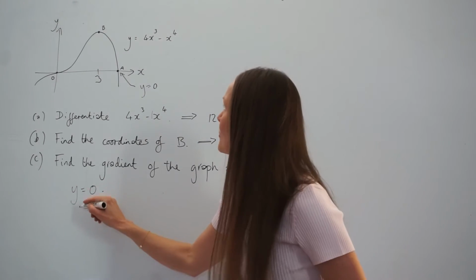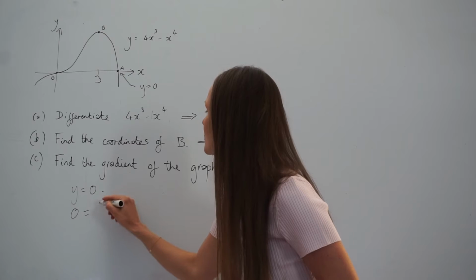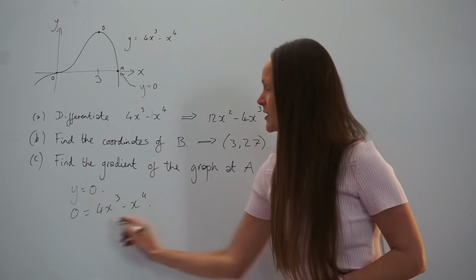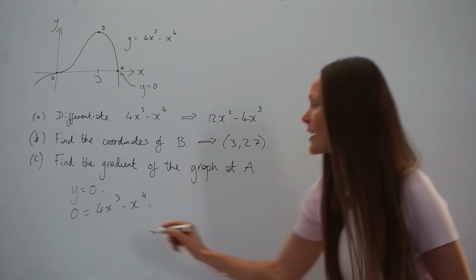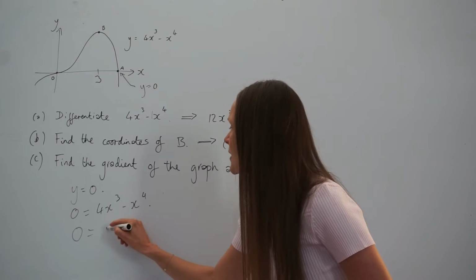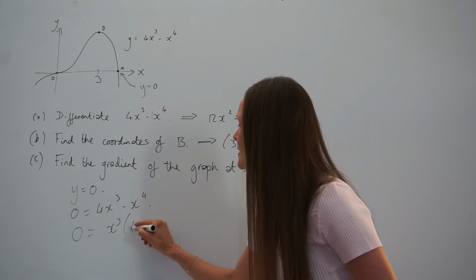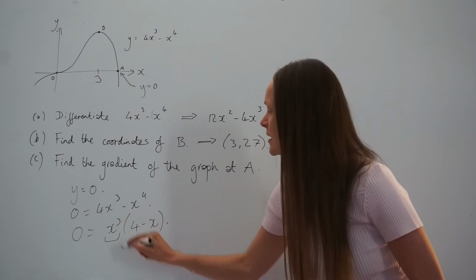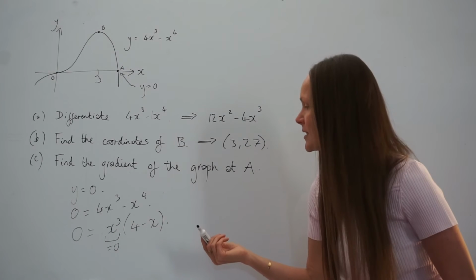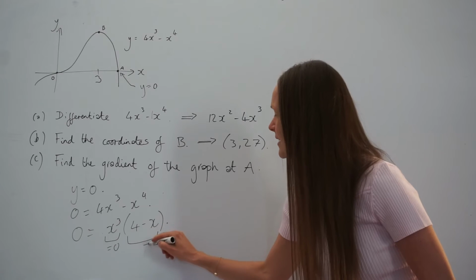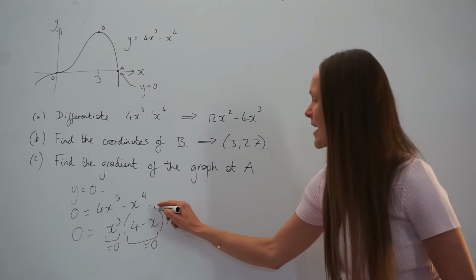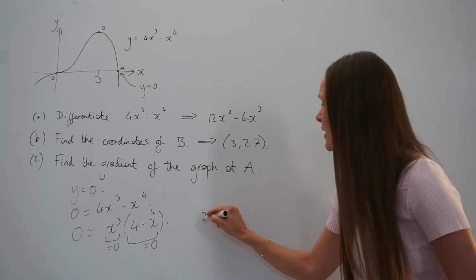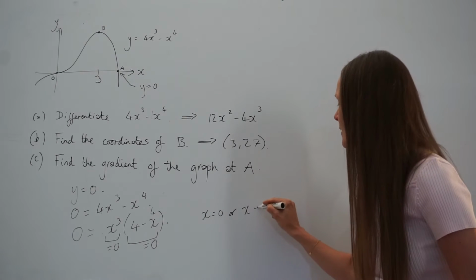Okay, and so if I replace it in this equation here, I would have 0 equals 4x cubed minus x to the power of 4. Then if I want to solve this equation, I'm going to factorize the right-hand side. So in front of the brackets, I would have x cubed, and inside the brackets, 4 minus x. Okay, so if this equation is true, either this value here is equal to 0, so x is equal to 0, or this bracket is equal to 0. And if that's the case, then x should be 4, because 4 take away 4 is equal to 0. Okay, so either x is equal to 0 or x is equal to 4.